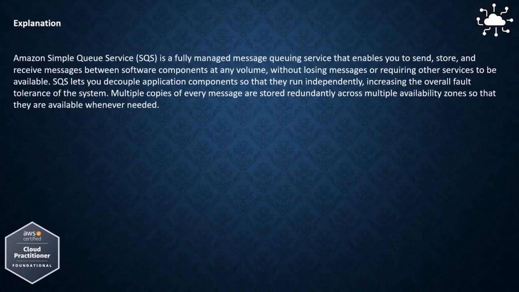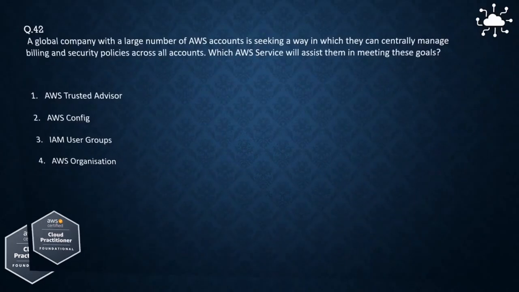Explanation. Amazon Simple Queue Service, SQS, is a fully managed message queuing service that enables you to send, store, and receive messages between software components at any volume, without losing messages or requiring other services to be available. SQS lets you decouple application components so that they run independently, increasing the overall fault tolerance of the system. Multiple copies of every message are stored redundantly across multiple availability zones so that they are available whenever needed.